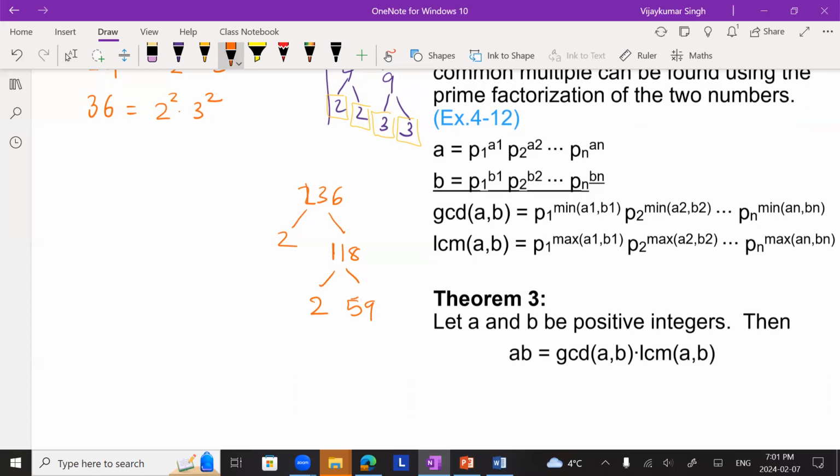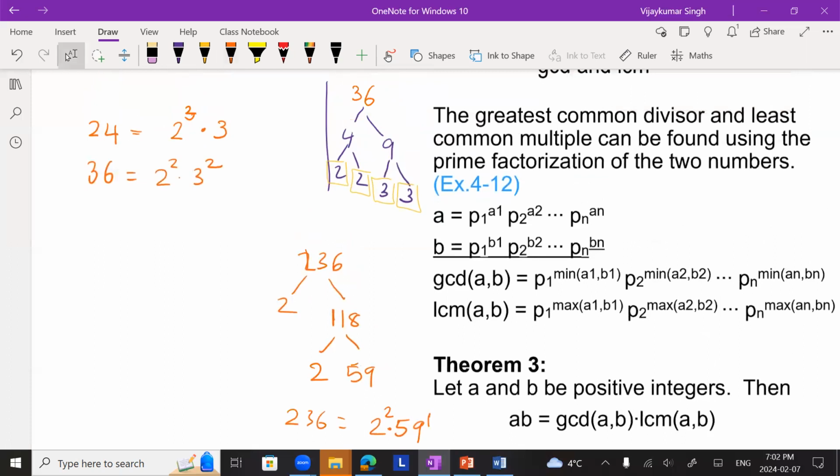No. 3 doesn't divide because when I add the digits, it doesn't go in 3. It doesn't divide by 5 either, so I'm done. So this is the prime factorization of 236. It's going to be 2 to the power 2 times 59 to the power 1. All right. So this is what it means by writing the factorization in terms of prime powers.